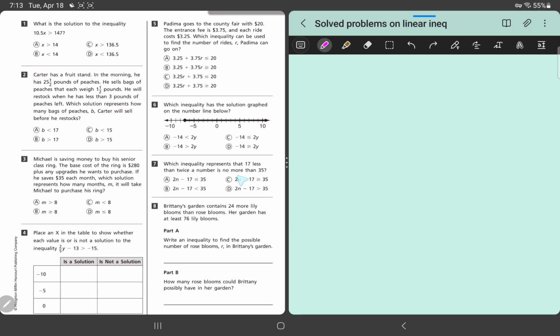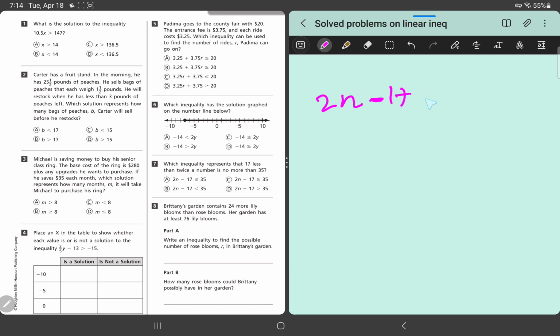The other is which inequality represents that 17 less than twice a number is not more than 35. So twice a number, so let's call the number n. So twice n. Which inequality represents that 17 less than twice a number. So twice a number minus what? Minus 17.